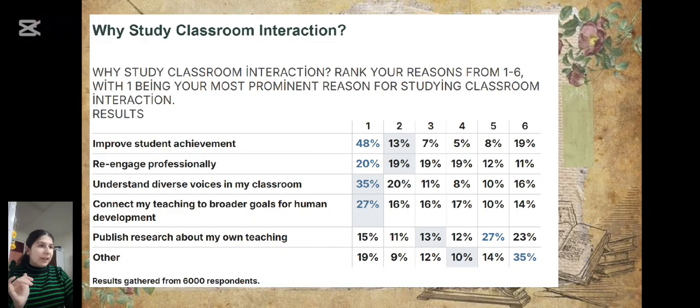And my answers you can see here, the dark ones: improve student achievement as 2, re-engage as 2, understand diverse voices as 1, connect my teaching as 1, publish research about my own teaching as 3, and other as 4.